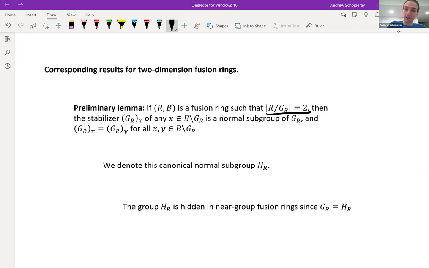Then I can look at the stabilizer of my invertibles acting on my non-invertible objects. And I find that actually these stabilizers are all equal. So there's actually this canonical subgroup, which ends up being normal. It's a normal subgroup of my invertibles, which is the stabilizer of any given non-invertible basis element. So I'm going to call this canonical normal subgroup H.